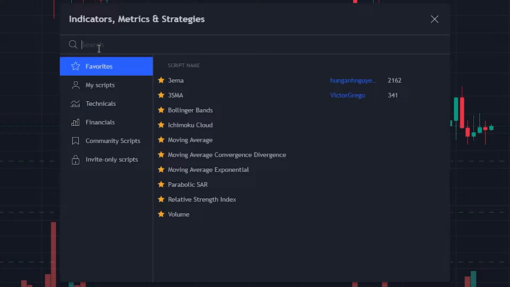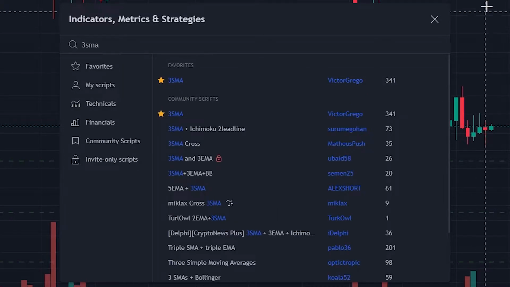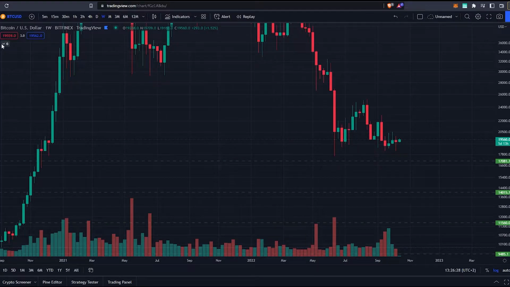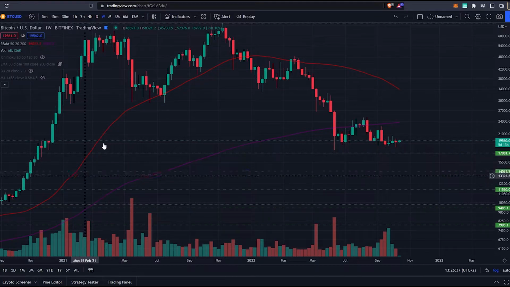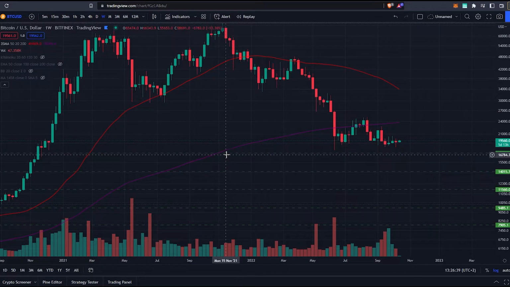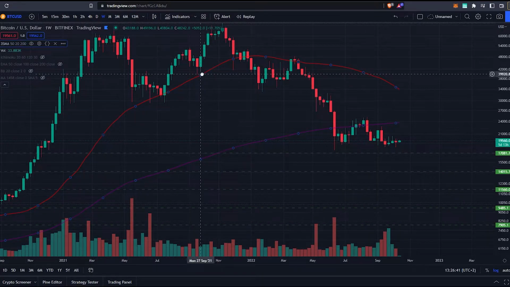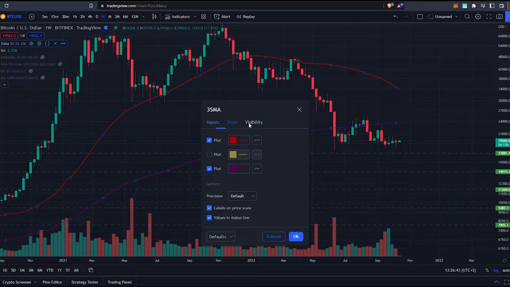I love to use the SMA, which are the moving averages, and I usually like to look at 2 different moving averages. I love to use the 50 and the 200 moving average. The 50 moving average is this red line, and the 200 moving average is this purple line, and you can adjust them whatever way you would like. Just double click and press on the visibility.